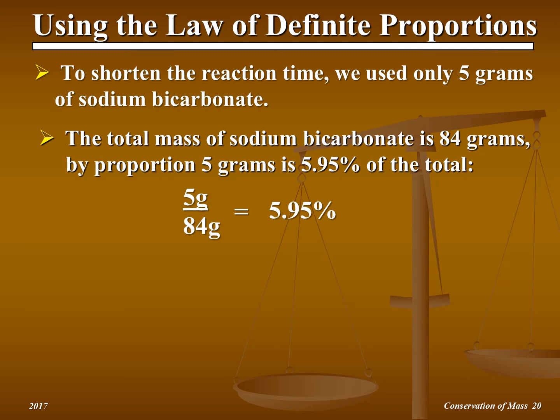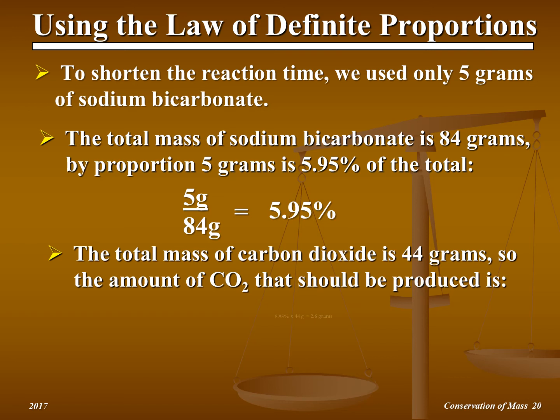Since we used 5 grams of sodium bicarbonate, the proportion of the reactant used is 5 divided by 84, or 5.95%. If we had used 84 grams of sodium bicarbonate, we would have produced 44 grams of carbon dioxide. But since we used only 5 grams of sodium bicarbonate, then by proportion, the amount of carbon dioxide produced would be 5.95% of 44 grams. As shown in this calculation, the amount of carbon dioxide produced in our experiment should be 2.6 grams.